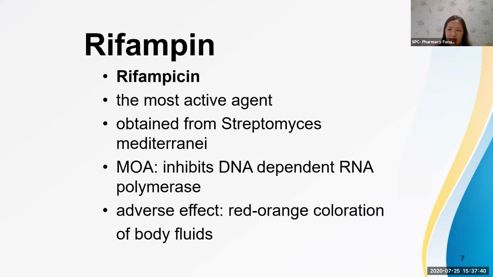And rifampicin, or rifampin. So among all the anti-tuberculosis drugs, this is the most active agent. It is obtained from Streptomyces mediterraneae, but I think today we are producing rifampicin synthetically, no? But before, noon ang mga gamot talagang galing sa fungi. This is a fungi, Streptomyces mediterraneae. So ang daming gamot na nakuha natin sa fungi, cephalosporins and everything.